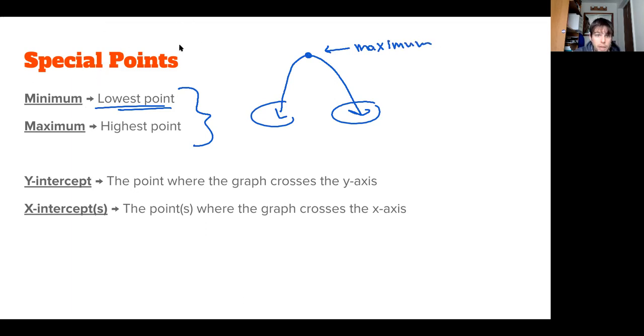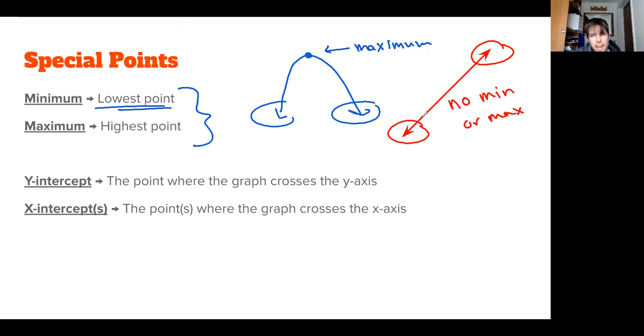Another type of graph that we'll look at a lot is a line. A line actually doesn't have either, right? Because there's no highest point because it's going to keep going up forever. And there's no lowest point because it's going to keep going, well, down forever on this side. So there's no min or maximum. So, we can have one, we can have none. Can we have both? There are some really special graphs that could have both, but for the most part, the ones we're going to look at are going to have either a minimum or a maximum or none.